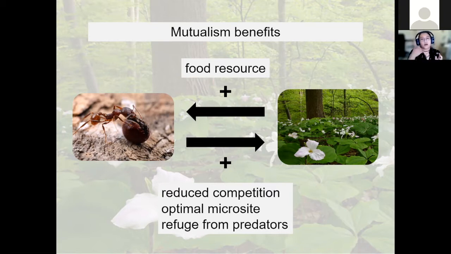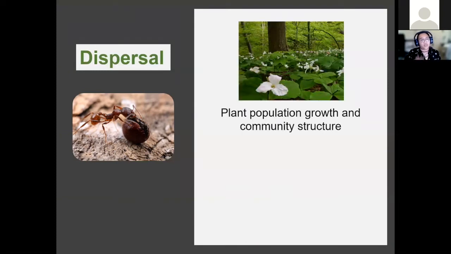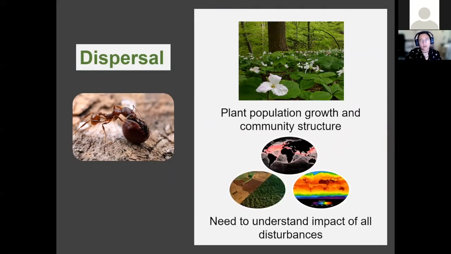So it makes this area of study really interesting and really important, thinking about all the impacts I mentioned before in our forest systems. When we think about dispersal, we know it's not only important for plant population growth and community structure, but I am really interested in it because I want to think about it in the context of the disturbances I mentioned earlier.